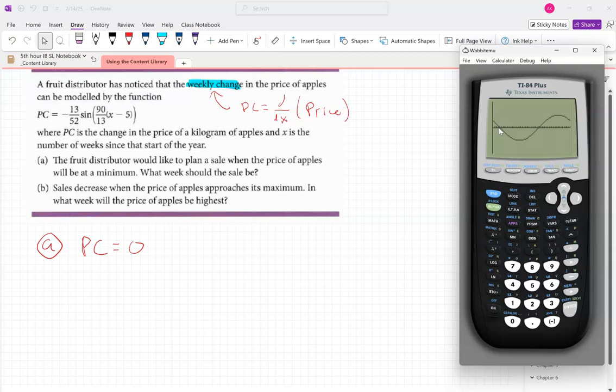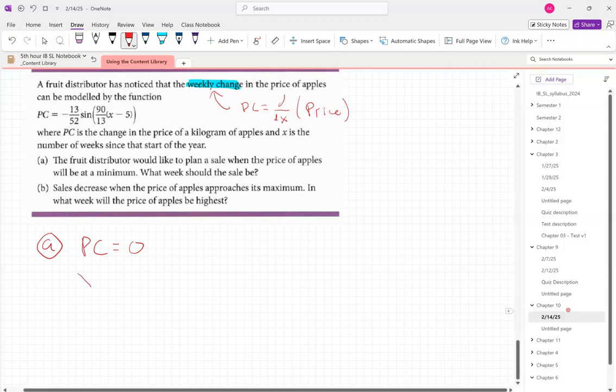Let's find those 2 values. So to do that, I'm just going to use my calculator. I'll go second trace and pick the 0 command. You guys all remember how to use the 0 command, I hope, right? It asks for 3 things: left bound, right bound, and guess. So you just move your cursor to the left of the 0, and then move it to the right of the 0, and then enter for the guess. So we have week 5.